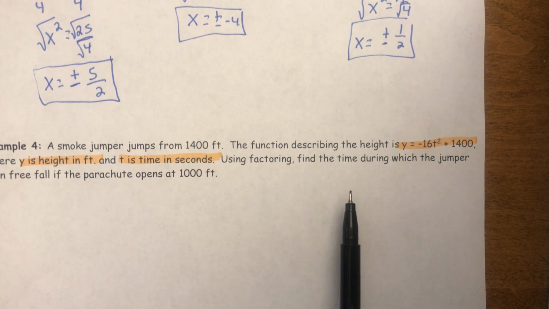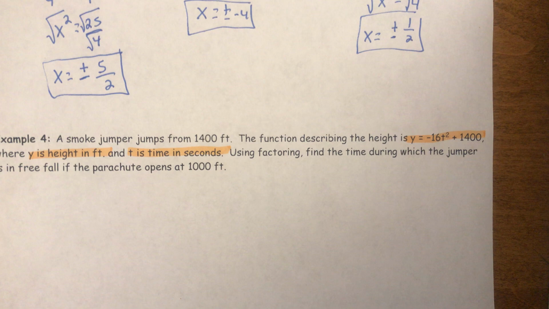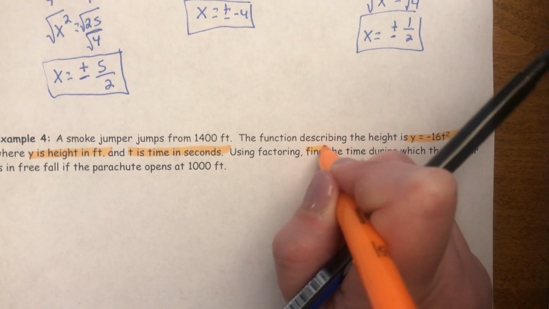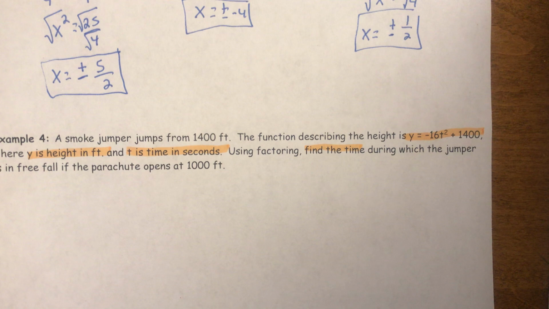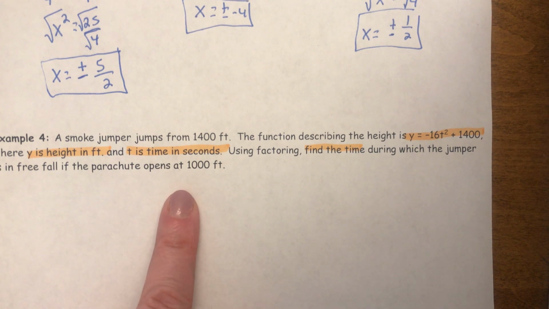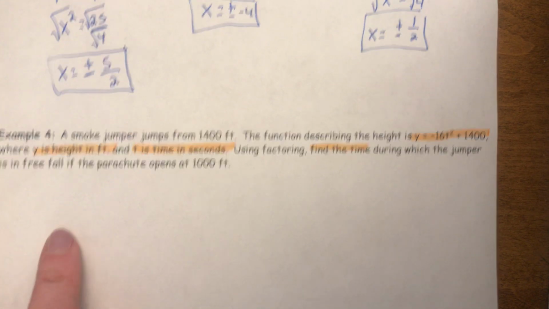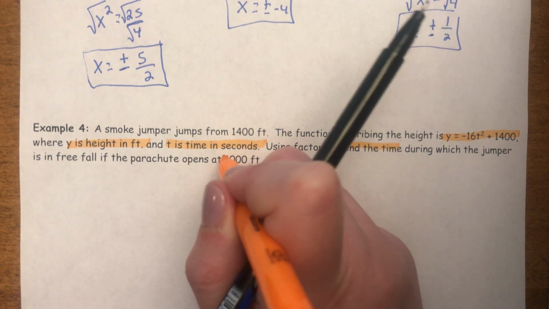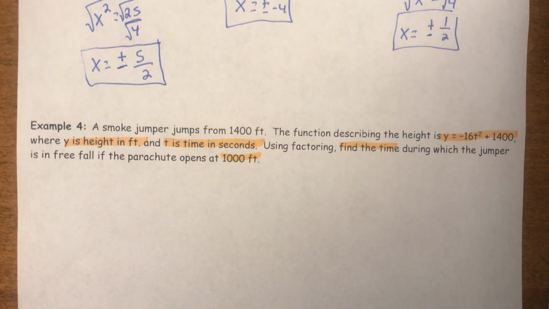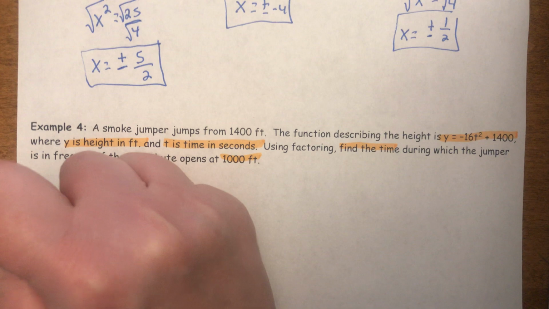We're going to use factoring to find the time which the jumper is in free fall if the parachute opens at 1,000 feet. So the question tells us to use factoring to find the time. That means we're looking for our t value when the parachute opens at 1,000 feet. 1,000 feet will be our height, our y value. We're going to take a look at two ways we can do this. We'll start with factoring.